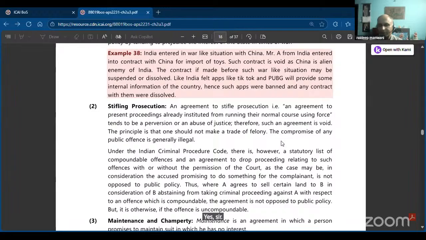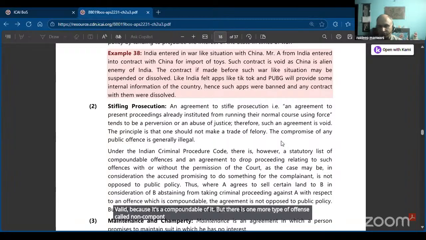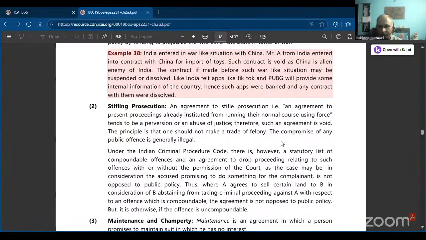This contract between Pranav and Prapti is valid. Valid because it's a compoundable offense. But there is one more type of offense called non-compoundable offense. What is non-compoundable? Those are very serious offenses for which generally bail is not given, which will harm the public.